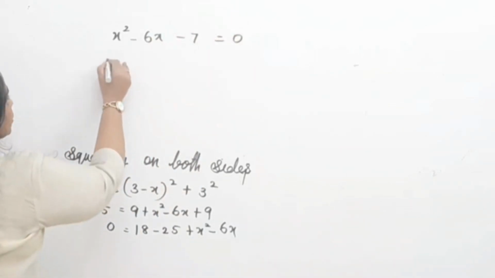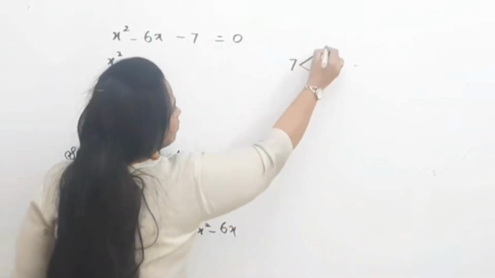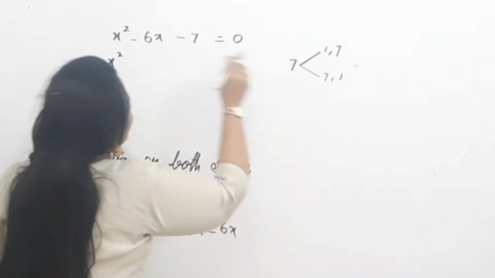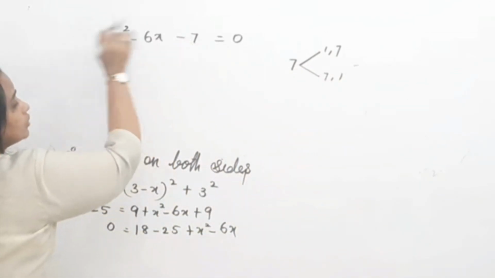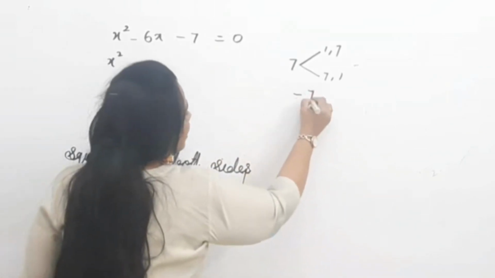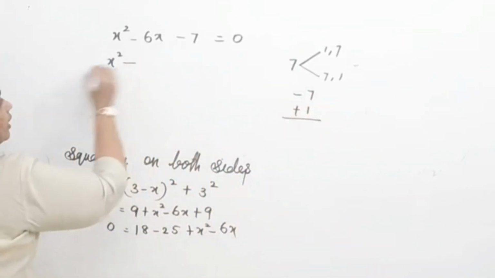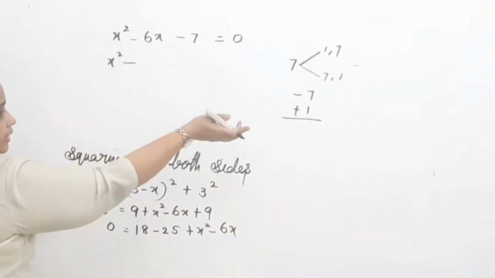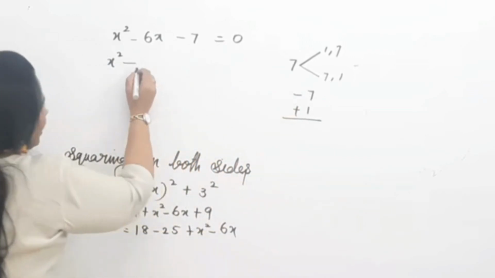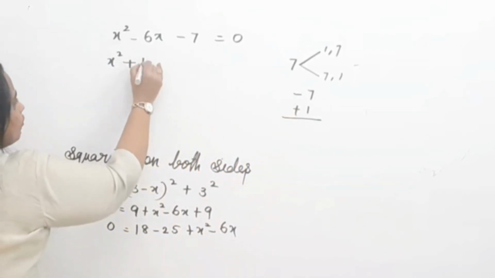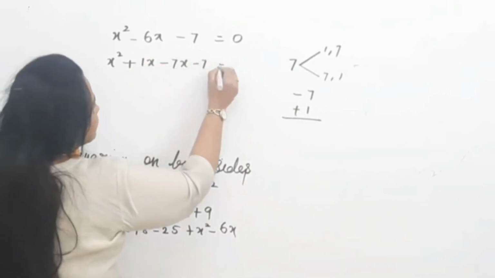Now when I solve this quadratic equation, you know that for 7, you will take the factors 7 comma 1, and when you add it you should get minus 6. When you multiply it you should get minus 7. So I would take minus 7 and plus 1, which gives me minus 6x as the sum and the product as minus 7. So I would write here plus 1x minus 7x.